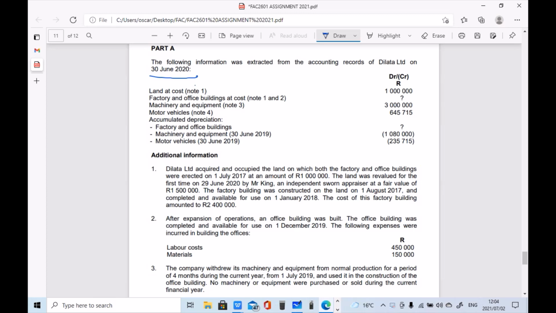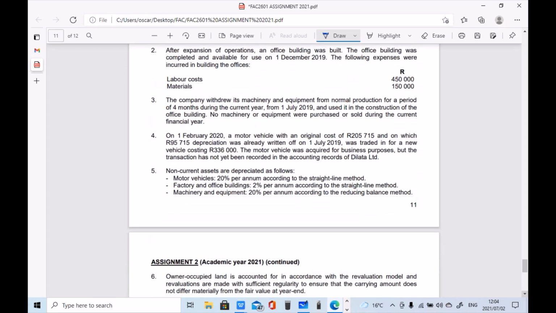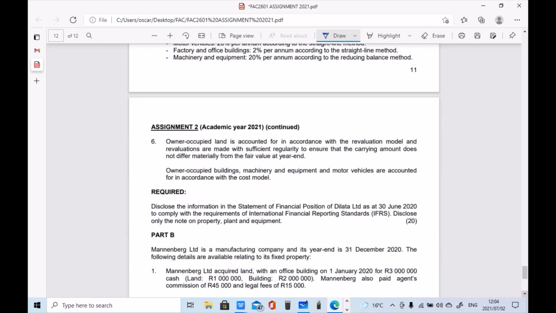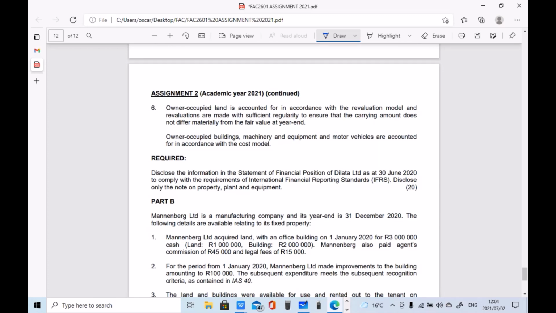Machinery and equipment, that's on Note 3. And motor vehicles, it's also given, but we're being referred to notes. Accumulated depreciation of the assets is also given, but before we read the notes, let's look at the requirements of the question. Disclose the information in the statements of financial position of Revalued Limited as at 30 June 2020 to comply with the requirements of International Financial Reporting Standards. Disclose only the note to property, plant, and equipment.